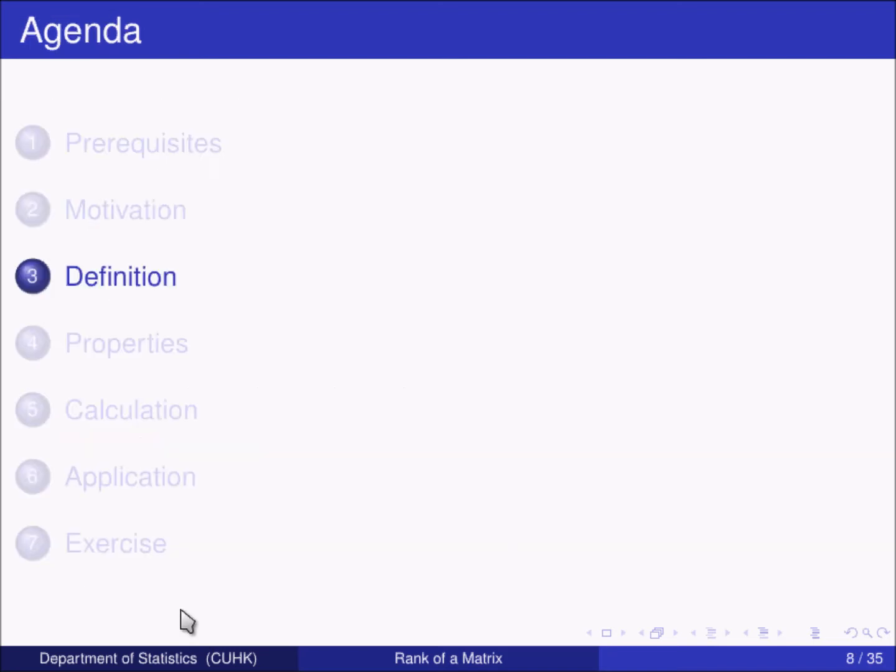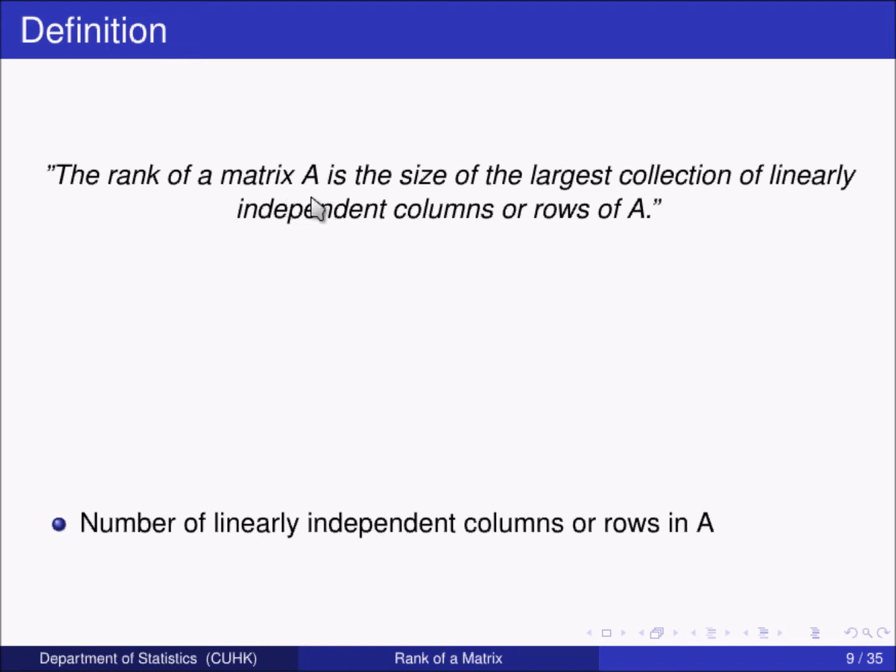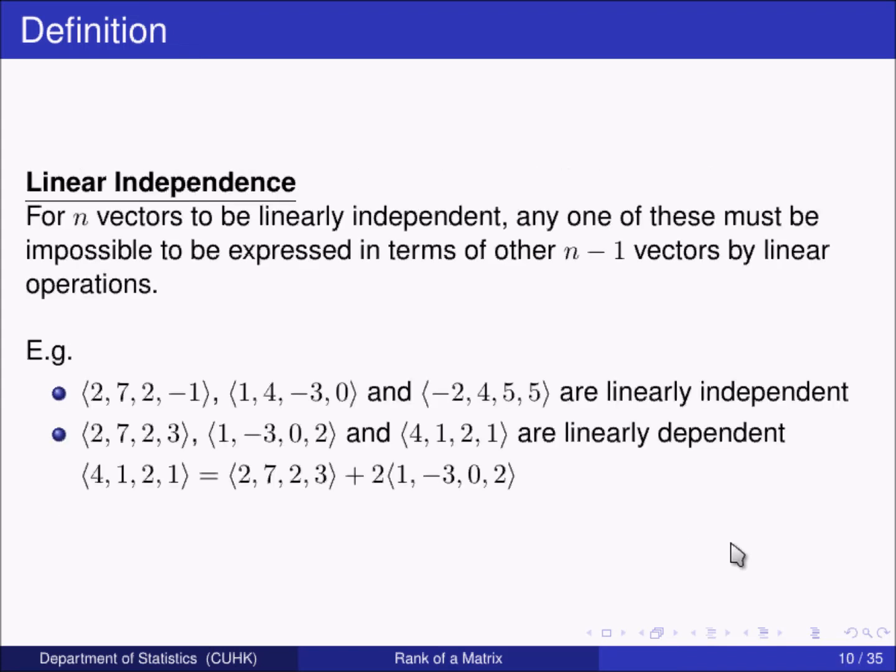For easier learning and motivation, what we have discussed by now is the geometric interpretation of the rank of a matrix. Now we will introduce a more formal definition. The rank of a matrix A is the size of the largest collection of linearly independent columns or rows of A. This may simply be interpreted as: the rank of a matrix A is the number of linearly independent columns or rows in A. Perhaps I can explain a little bit on linear independence.